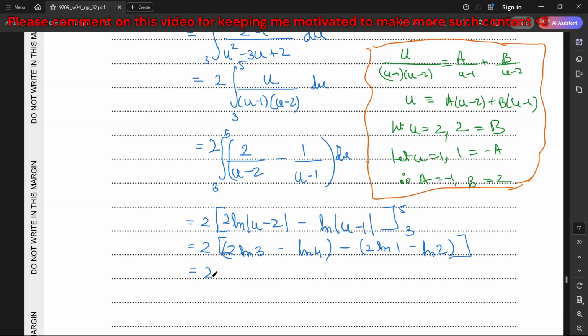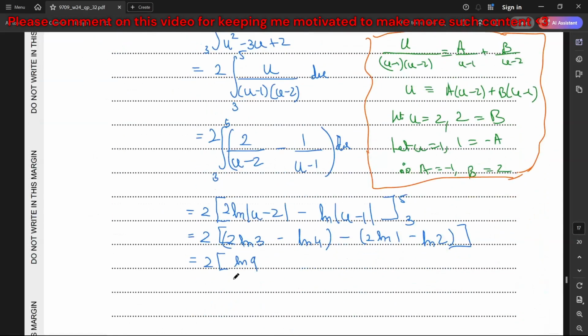Then if I solve it further, 2 times 2 ln 3 can be written as ln 3 square, which is ln 9, because I want the answer in the format of ln a. So I'm just converting the a ln b format to ln b to the power of a. So that is ln of just one term. So 3 square is 9 minus ln 4. Then ln 1 is 0. So I'm left with minus minus plus ln 2.